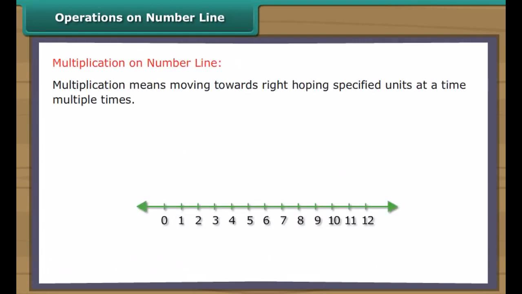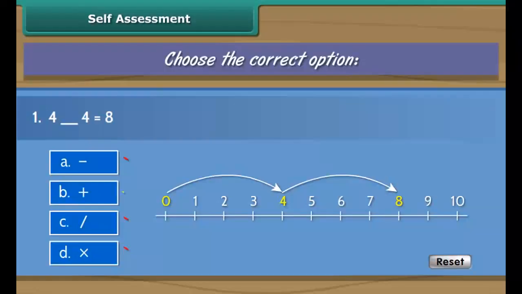Multiplication means moving towards the right, hopping specified units at a time, multiple times. For example, 2 into 5. Start from 0, move 2 units at a time to the right, making 5 such moves. You will reach 10. So we say 2 into 5 is equal to 10.